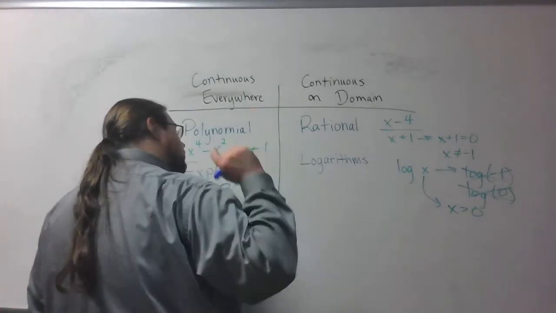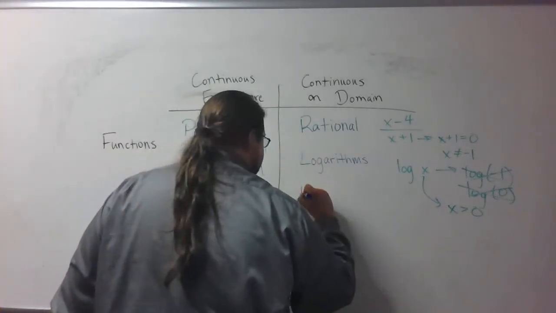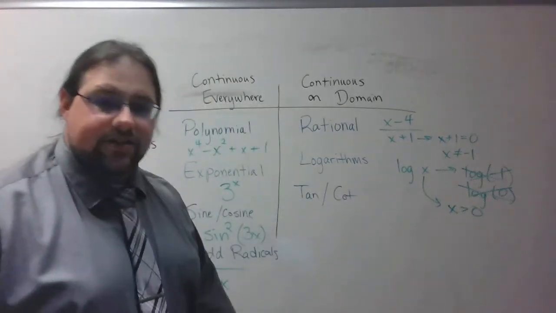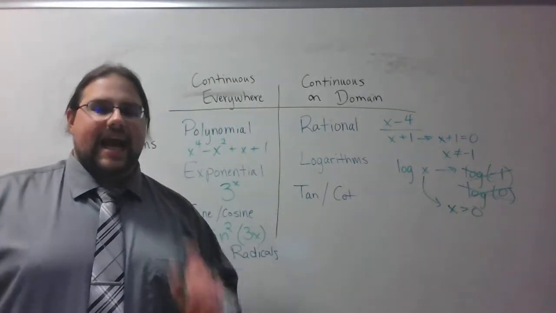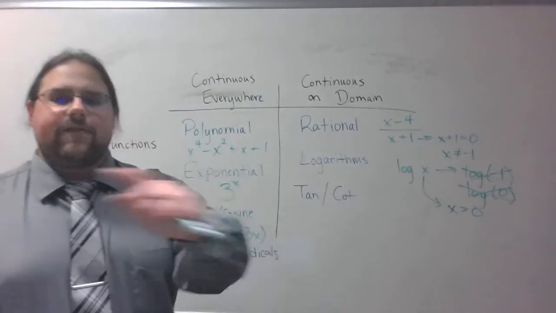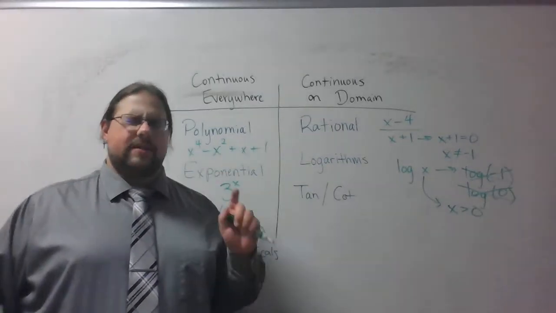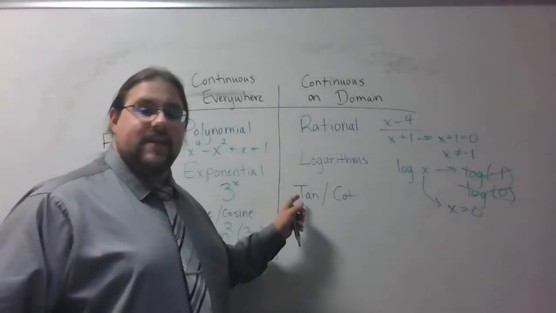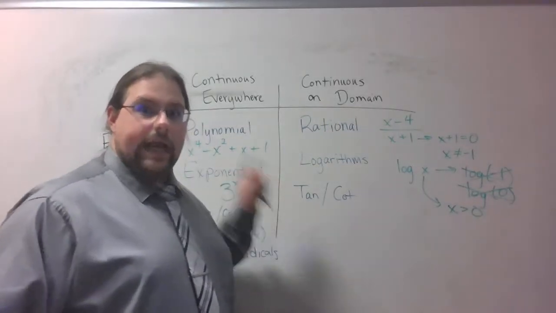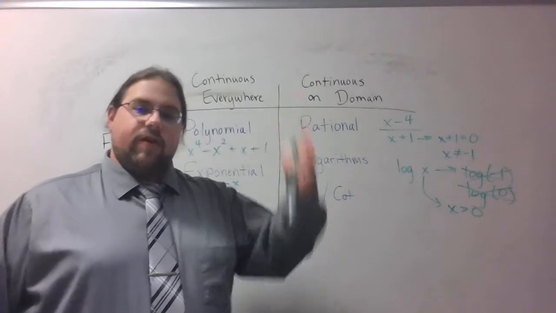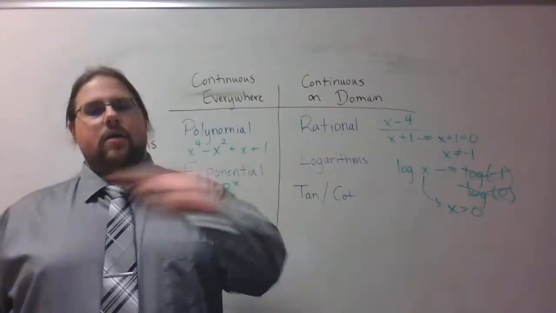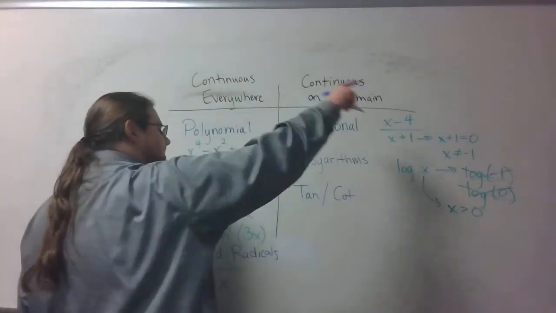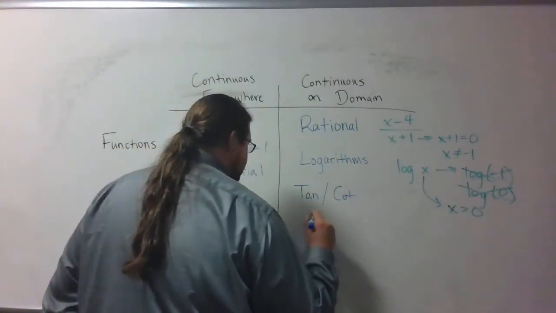Let me keep going now. So we did rational, we did logarithms. I'm going to talk about tangent and cotangent. If you've got tangent and cotangent, they are not continuous everywhere. They have certain discontinuities. If you remember from your pre-calculus or advanced algebra trig days, you might remember that these two things have a lot, and I mean a lot, of vertical asymptotes. Now, we're going to talk more about that in a little bit, but just remember, they're not continuous everywhere. They're continuous on their domains. They're going to have asymptotes.